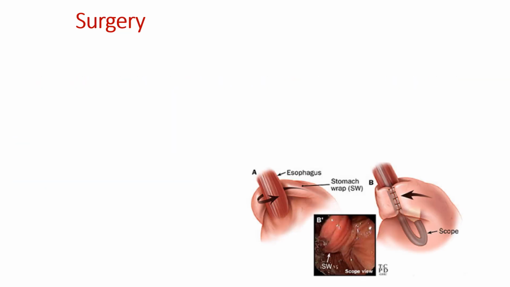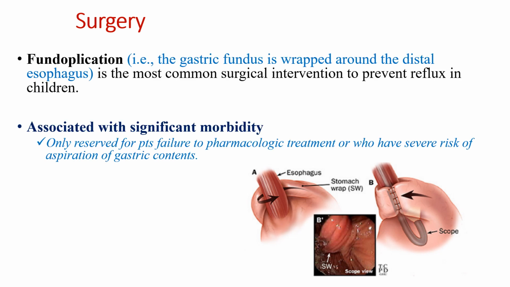The final one is surgery. Anti-reflux surgery is most often considered for patients with recurrent pulmonary disease from aspiration of refluxed material, failure to thrive that does not respond to tube feeding, intractable esophagitis, and stricture that does not respond to proton pump inhibitor. Fundoplication, where the gastric fundus is wrapped around the distal esophagus, is the most common surgical technique. This is associated with significant morbidity, so it is reserved for those who have severe gastroesophageal reflux disease with a lot of complications.